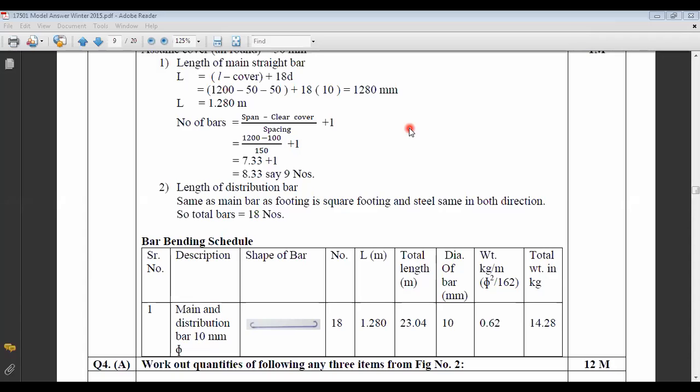Have you done with this? Completed? Please do respond in the chat box whether you have completed or not, so that I can proceed for the next one.